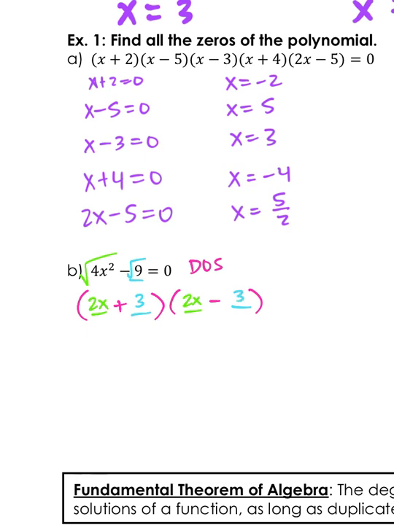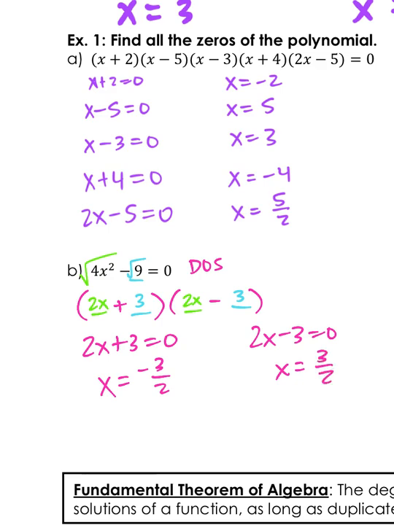And then I'm going to set each of these equal to 0. So 2x plus 3 equals 0, and 2x minus 3 equals 0. So I'm going to get x equals negative 3 halves, x equals positive 3 halves, or you could write x equals plus or minus 3 halves.